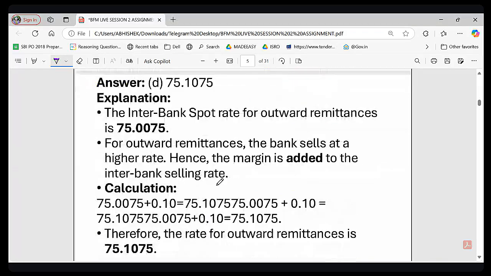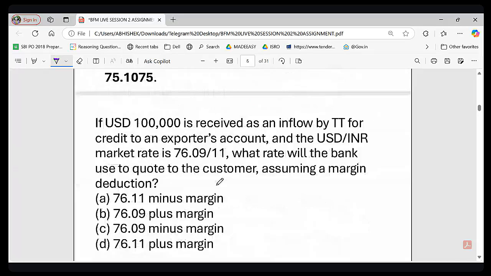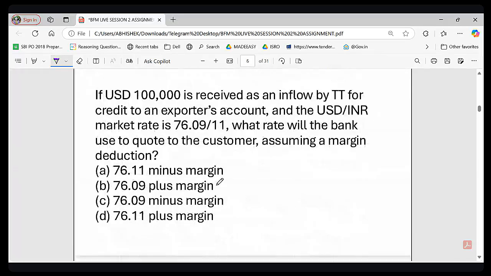Question number 3 on your screen. We are increasing the level one by one, bit by bit. So now let's move to our next question. Pay close attention, as this one involves inflow and margin adjustment.